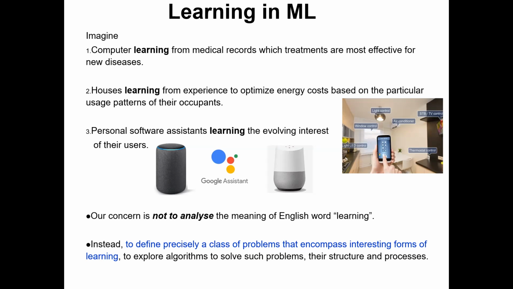So in all of these examples, our concern is not to analyze the meaning of the English word learning. What we are talking about here is instead to define precisely a class of problems. These problems encompass interesting forms of learning. In the process, we try to explore different algorithms to solve some of these problems listed here.